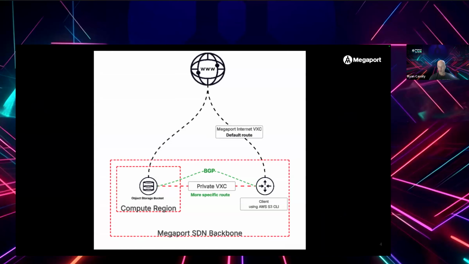So here's a quick little diagram of what we're going to be doing. We'll basically be using a virtual edge as a client on our backbone. And that virtual edge will be running AWS's S3 SDK command line. So all our storage is S3 compatible. So you can use all the same commands that you typically would today for your S3 buckets or S3 compatible storage you're using. We'll demonstrate that copy from that client over the internet, and then we will build that private VXC and then demonstrate the copy over the private backbone as well.